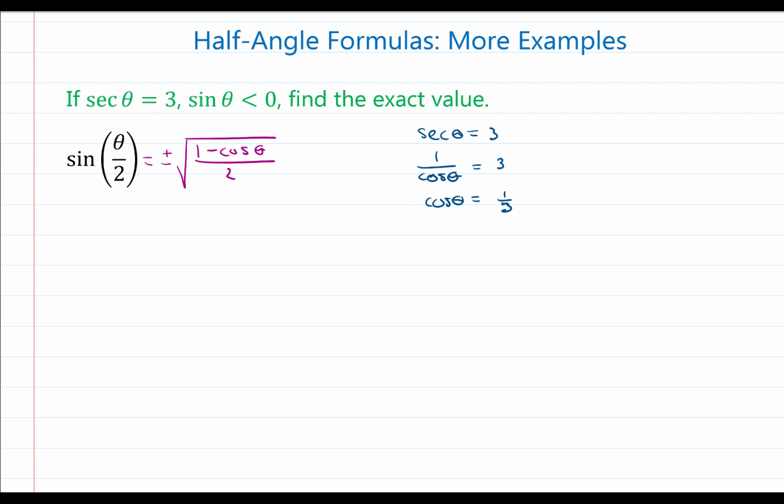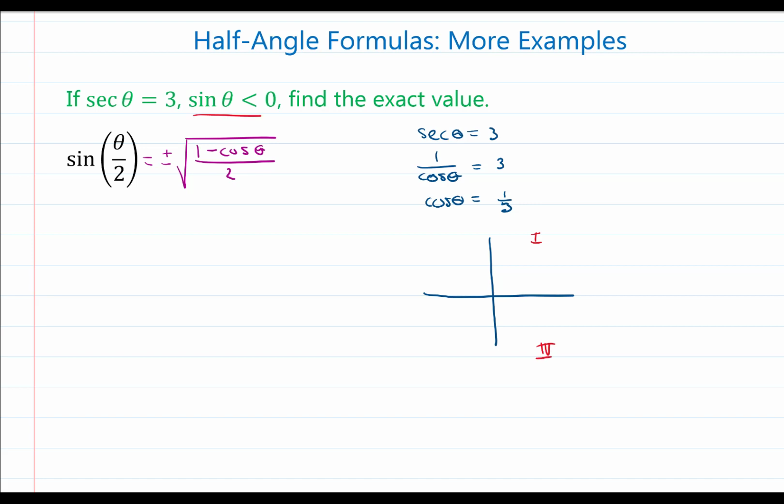The second objective is to figure out whether this is a positive or a negative expression. To do that, we're going to have to use secant of theta is equal to positive 3, and also sine of theta is less than 0. I'm going to draw a picture, and what I know, again, is that secant of theta is equal to positive 3, meaning that cosine is also positive, so we're looking at quadrants 1 and 4.